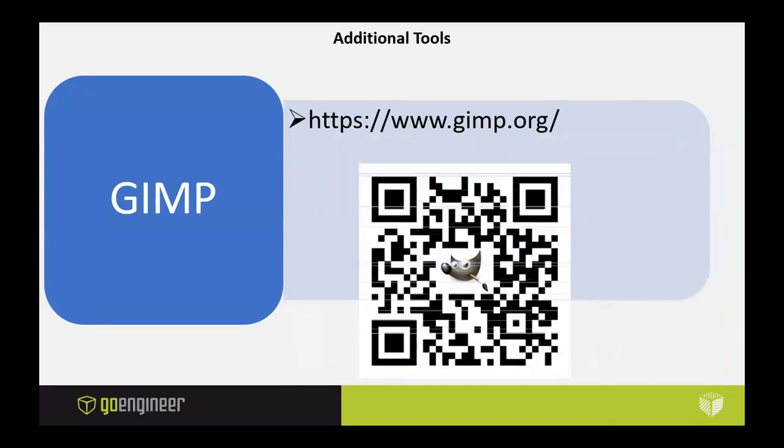So basically, you can take your rendered image, whatever it is, drop it into GIMP, make your color adjustments, etc. And by the way, I use GIMP all the time. In fact, a lot of these images I post-processed in GIMP.